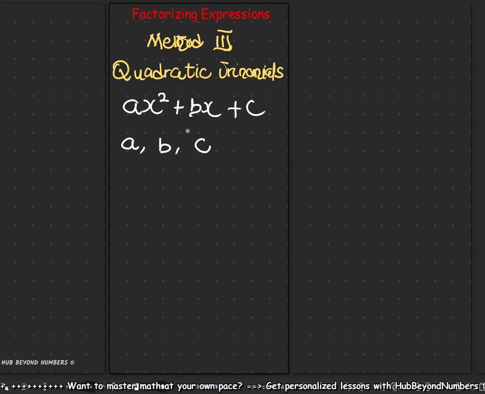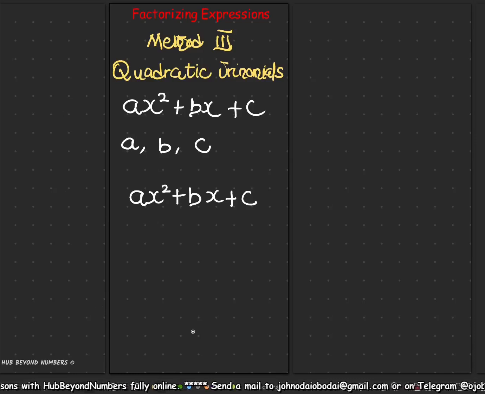Now, the a is the coefficient of x squared, and the b is the coefficient of x, whilst the c is just a constant that stands on its own. So if you want to factorize these types of expressions, how do we do it? Let's look at the general overview of how we do that.